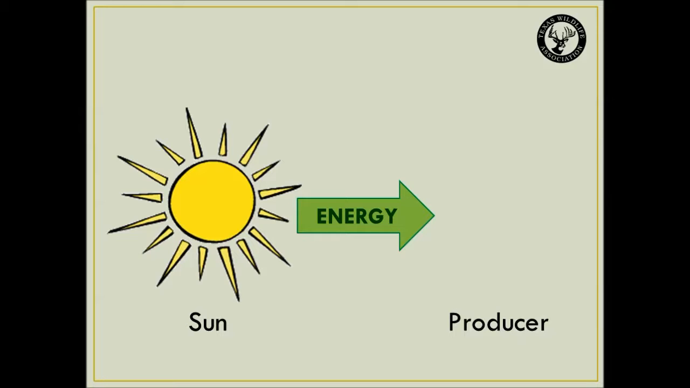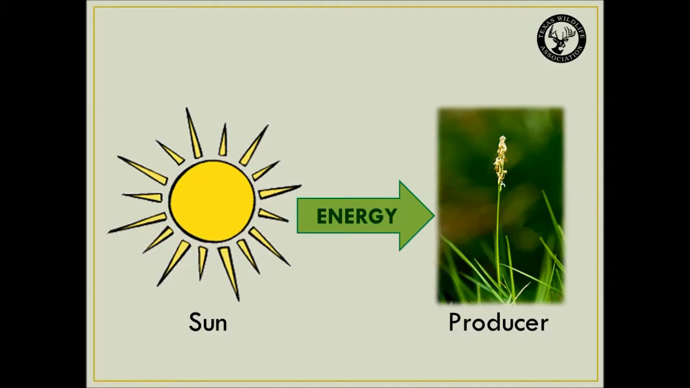Can you give me an example of a producer or the first living thing in a food chain? An example of a producer is a plant. Write the word plant on your worksheet above the word producer and draw a picture of a plant when you have time.